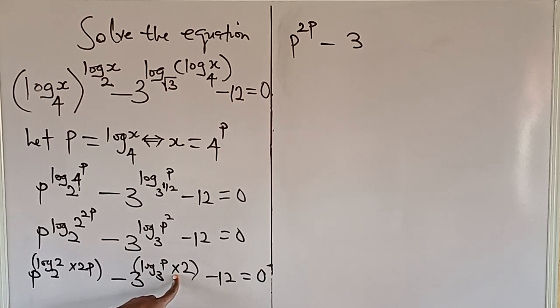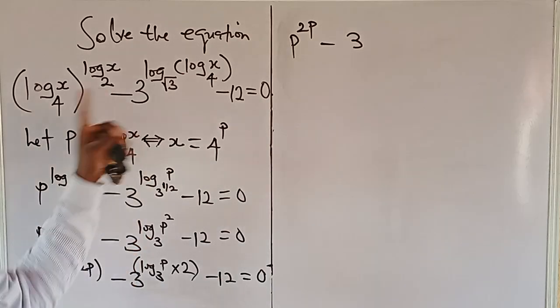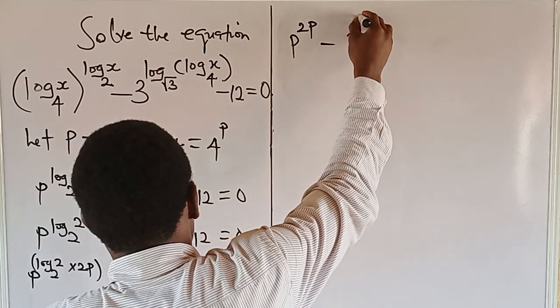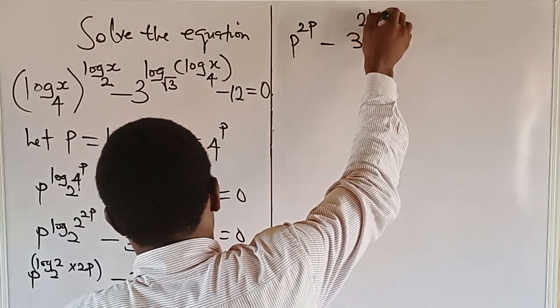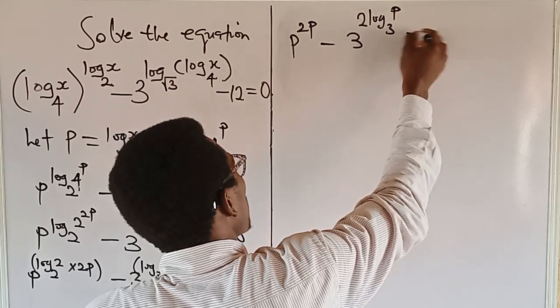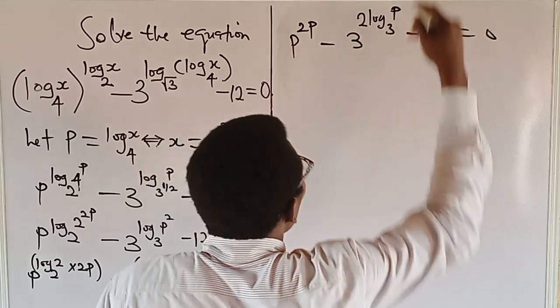All right, some people normally say 2 moves to the backside, but I would like to tell you that there's no backside because we're dealing with a two-dimensional plane, all right? So the right thing to say is, since multiplication is commutative, this can be equally written as 2 log to the base 3 of p. So in applying that, we have this as 2 log to the base 3 of p, all right? Minus 12 equals 0.